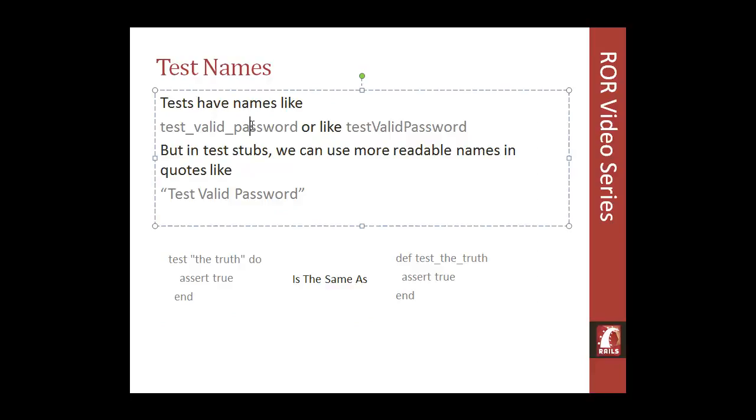The test names, like I just explained, have names like this: test_valid_password, or like this, which is camel case. But in the test stubs, we usually use more readable names, with capital letters and spaces, human readable stuff. So this here, test the truth in quotes, is the same as this. This is how Rails reads it. This is how we like to write it.